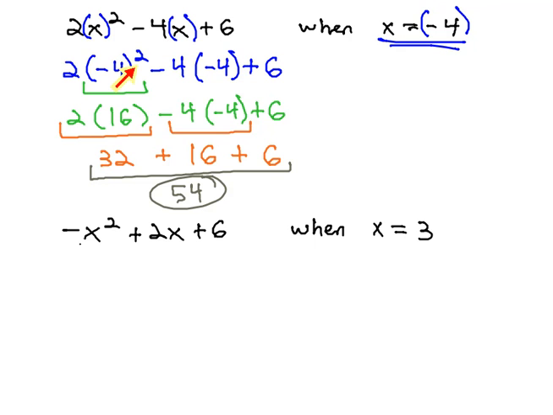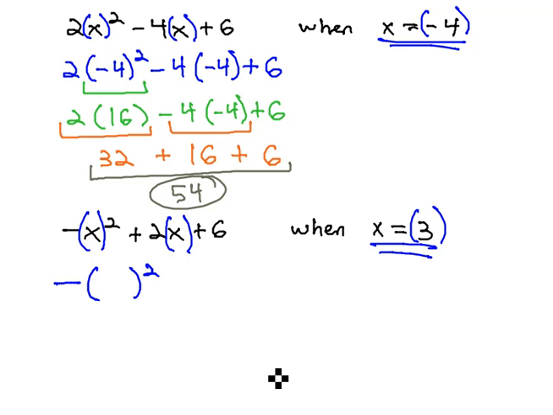A common error people run into, though, is one like the next problem. Negative x squared plus 2x plus 6 when x is equal to 3. In this problem, we know the x is 3, and so we're going to replace each x with 3. As we replace, we'll put it in parentheses, but the things that are not changing stay outside of the parentheses. This includes the negative in the square, with only the 3 going inside the parentheses. Plus 2x, or 3, plus 6.